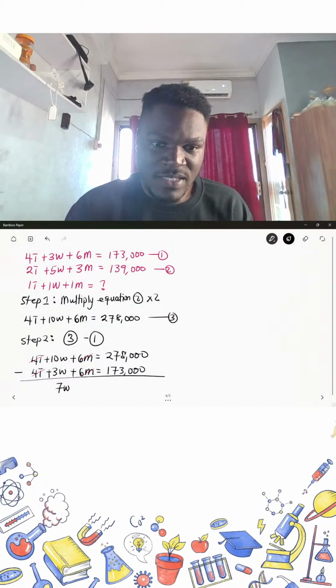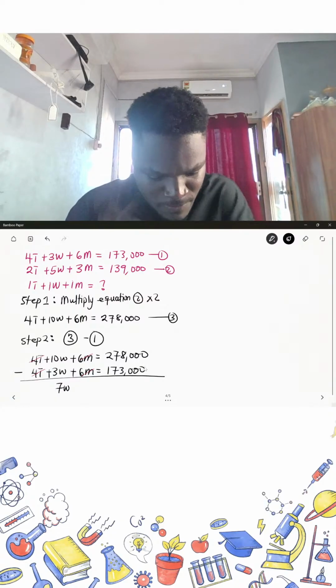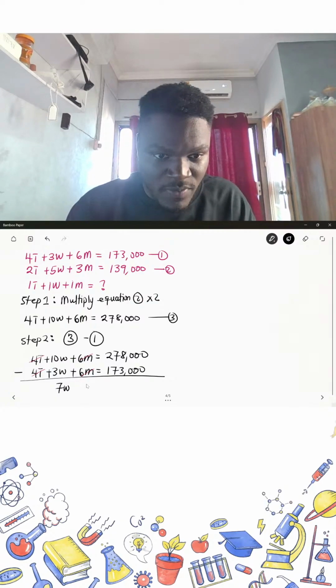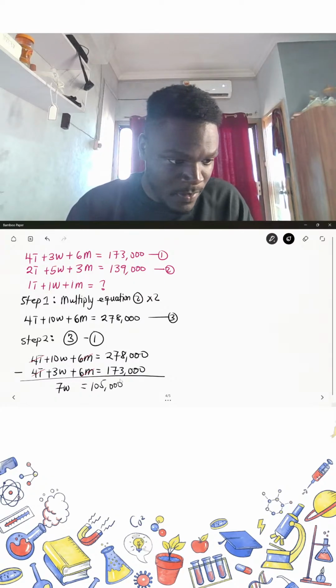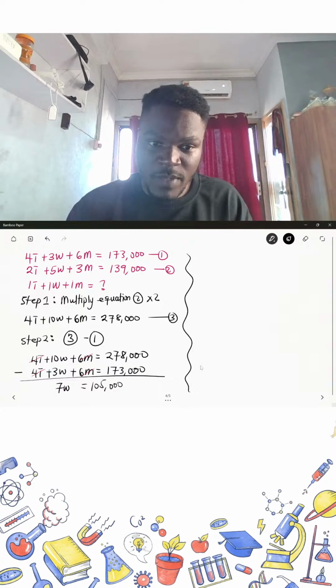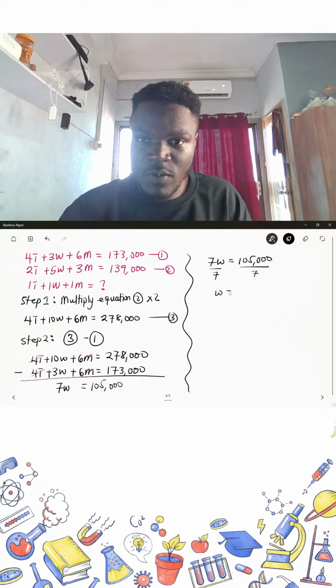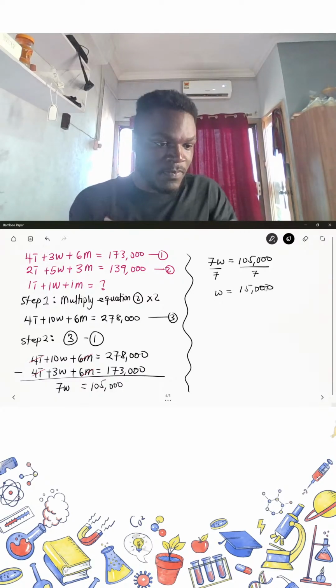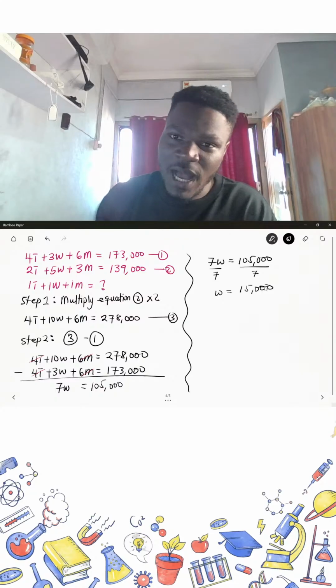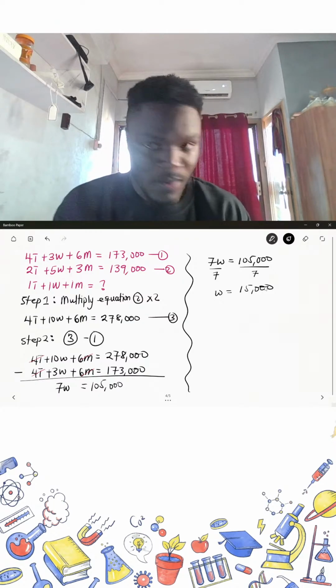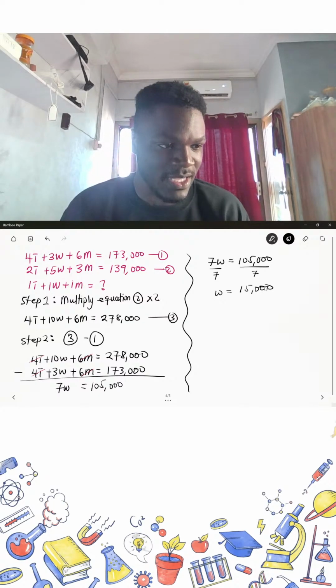So we now have 278,000 minus 173,000. If we do that, this is equal to 105,000. Are we okay? So from here, we have 7w is equal to 105,000. We divide both sides by 7, and therefore W will be equal to 15,000. Kunal, up until this point, do you understand where we are getting the 15,000? Do you understand?